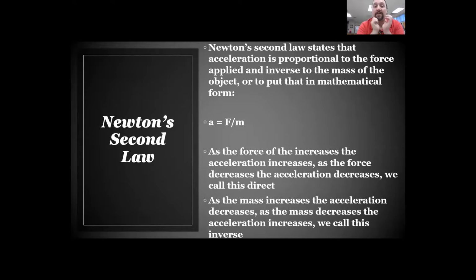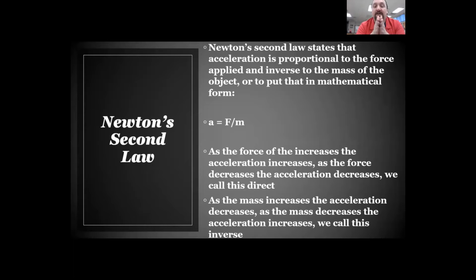To put it another way, as you increase the force on an object, it's going to start speeding up faster and faster. If you decrease the force on the object, it's going to slow down more. We call that a direct relationship. As one goes up, the other goes up.